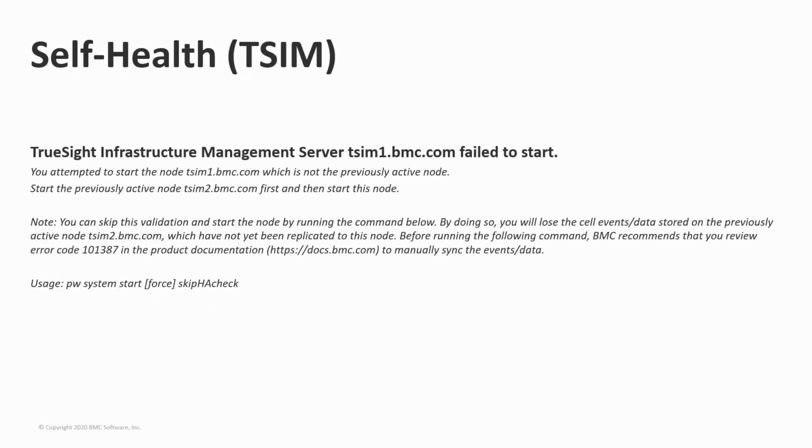This email tells us that TSIM 1, the primary server, was attempted to be started, whilst TSIM 2, the secondary server and last active node, was down. The action here is to start the TSIM 2 first, and once that is active, start TSIM 1. This is to prevent data loss. If it is not possible to start TSIM 2, then TSIM 1 will need to be started with the skip HA check option.